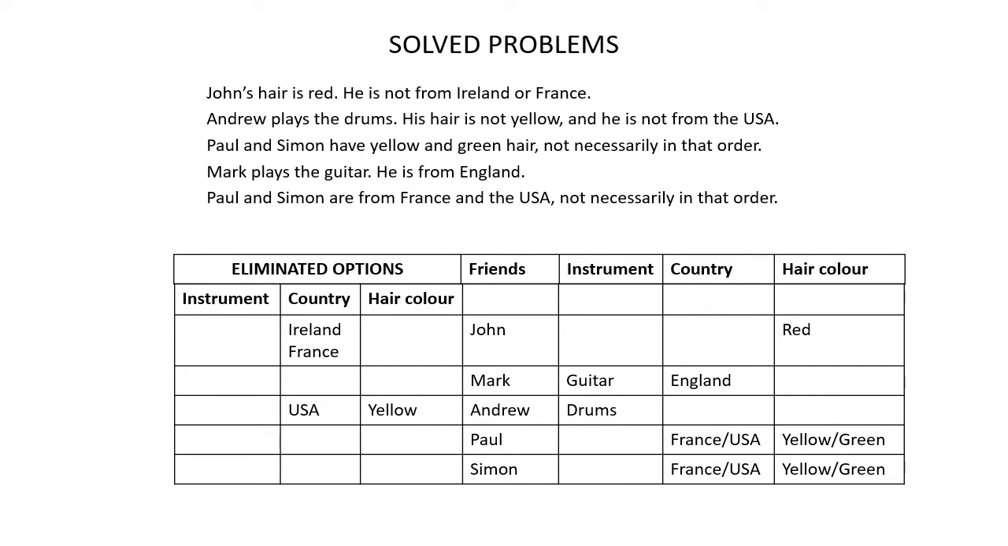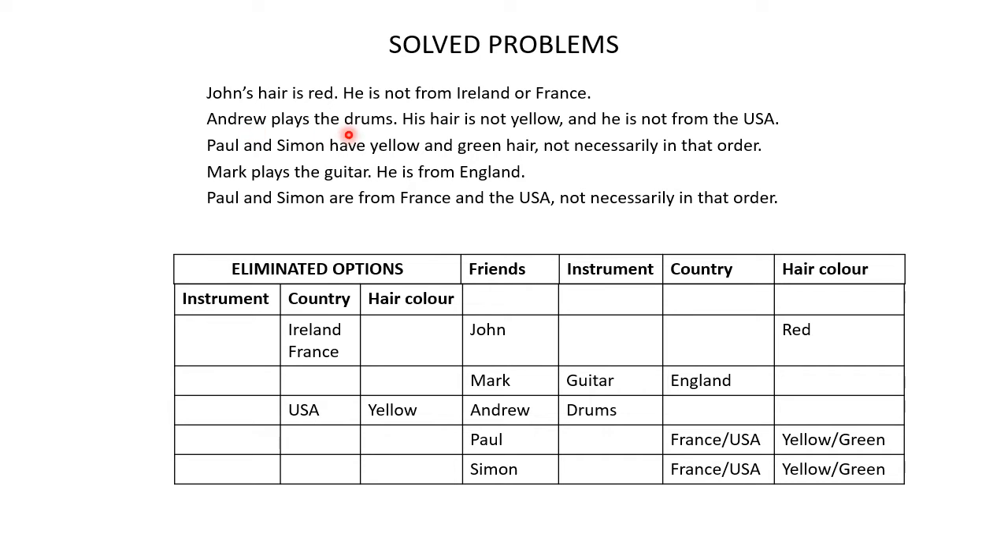It's given John's hair is red. He is not from Ireland or France. So for John, mark red under hair color. He is not from Ireland or France, so under eliminated options, mark Ireland and France under the country. This shows that John is not from Ireland or France and John has red hair color.